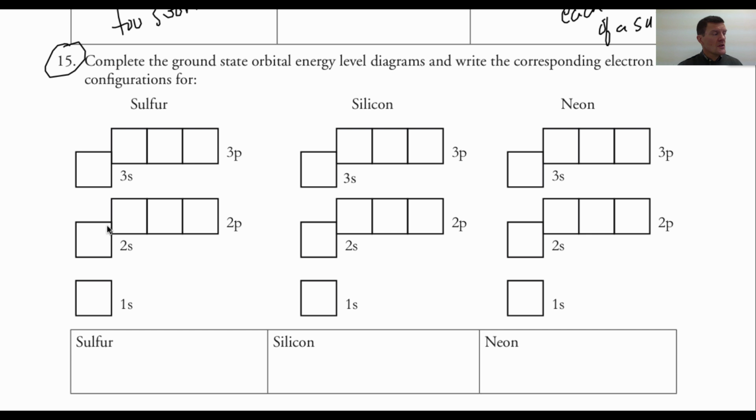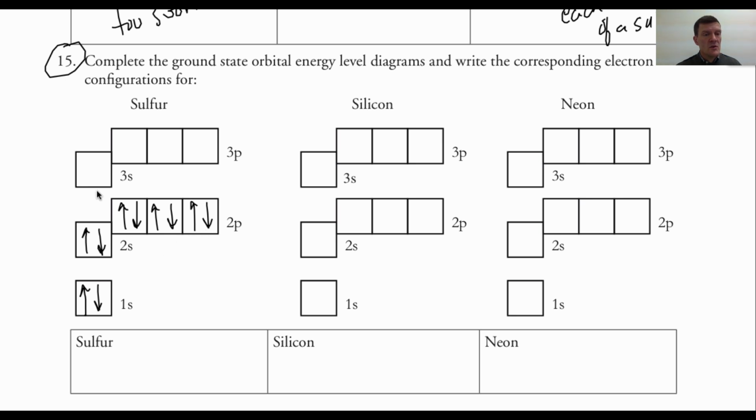Here for sulfur, first thing we want to do is identify how many electrons sulfur has. So look on the periodic table, find its atomic number, which is the number of protons, and it will also be the number of electrons in a neutral atom. Then we start at the bottom, the lowest energy level. We fill the 1s first with 2 electrons. Then we fill the 2s with 2 electrons. Then we would put an electron in each of the 2p, and then we would go back and begin to double them up.